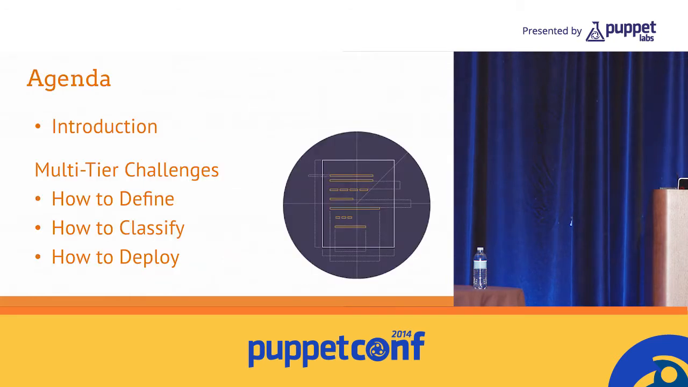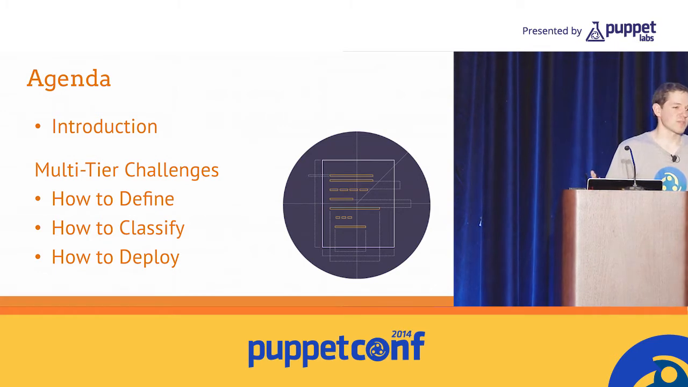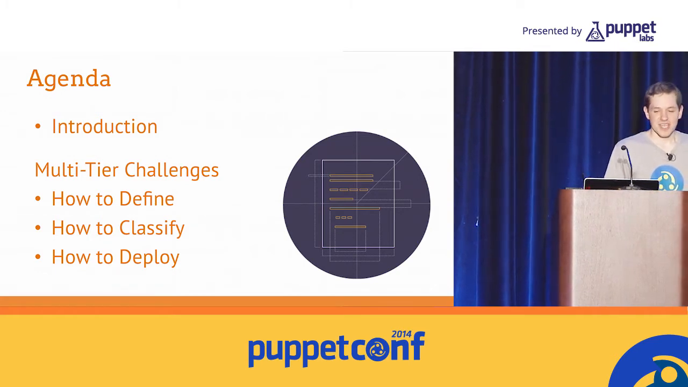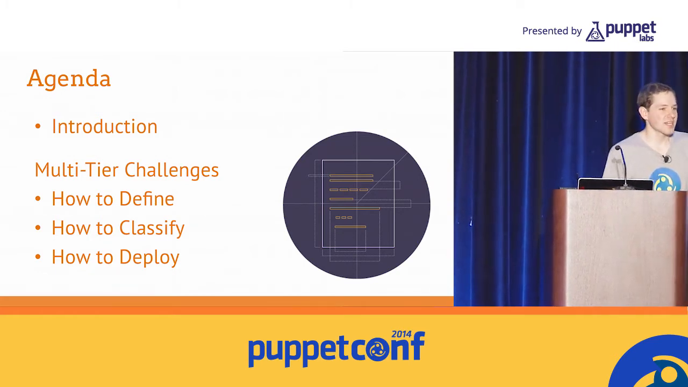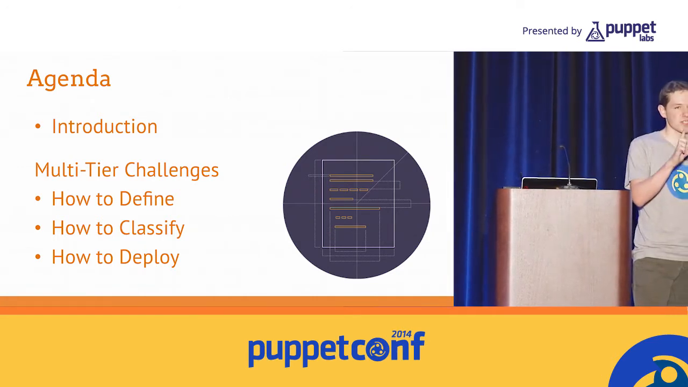The agenda for today, now that I've set the context for where this is coming from, is to go over, it's only a 40-minute talk, so there's only so much you can do, right? It's the multi-tier challenge. How do you actually define in Puppet an application that's not just a classification for a single node, but actually something that spans multiple systems?